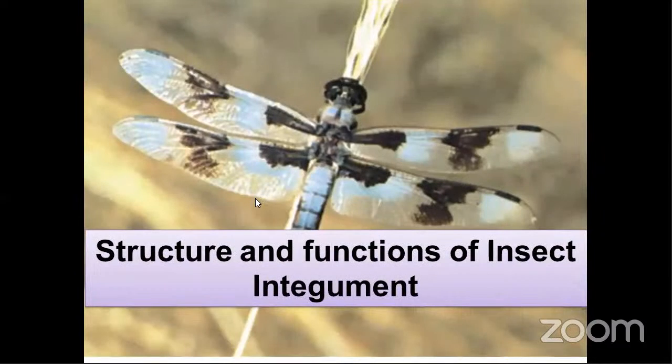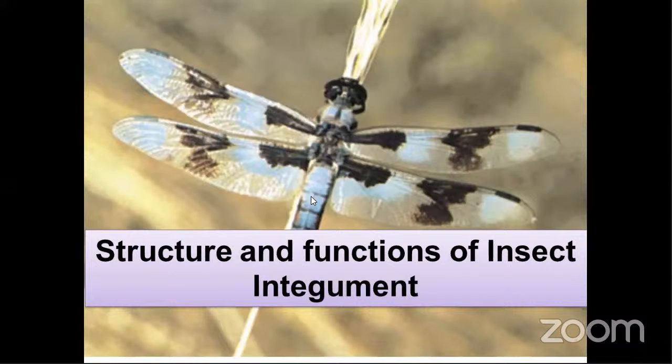Let's move on to today's topic, structure and function of insect integument. Integument we can also call body wall or exoskeleton, because it covers the body externally. Exo means outside, so it covers the outside of the body. That's why we call it the exoskeleton of the body.